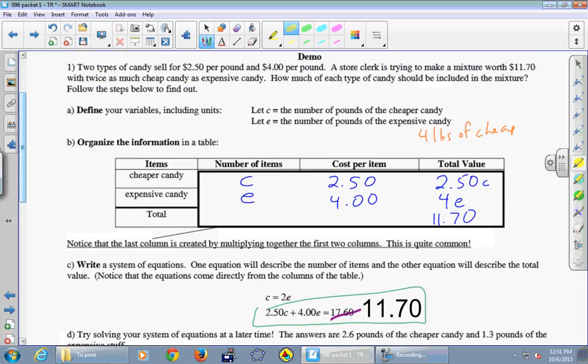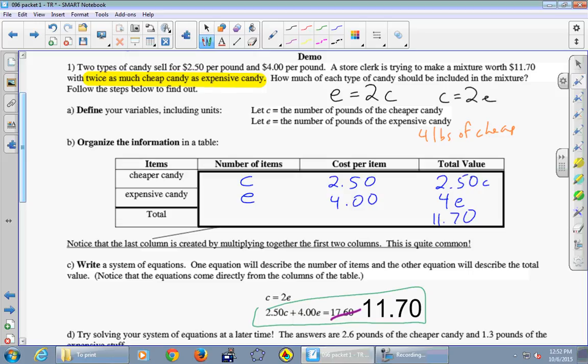It says twice as much cheap candy as expensive candy. We just have to read it a few times. Twice as much cheap as expensive. I'm going to write down two equations. E equals 2C, C equals 2E. One of these is definitely right. One of them captures what's highlighted. Twice as much cheap as expensive.